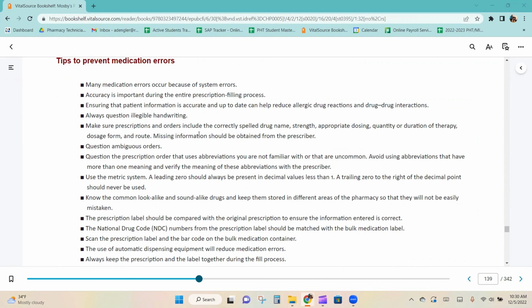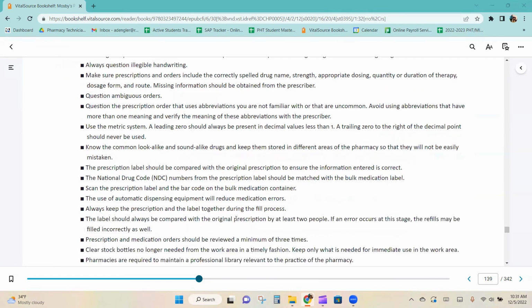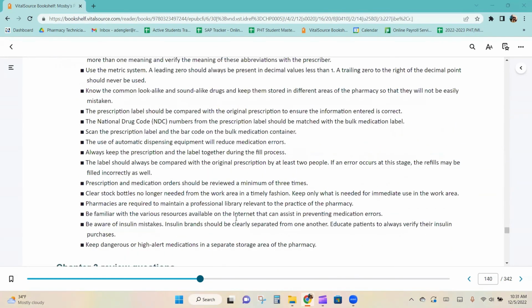Question the prescription order that uses abbreviations you're not familiar with or that are uncommon. Use the metric system. A leading zero should always be present in decimal values less than 1. Know the common look-alike and sound-alike drugs. The prescription label should be compared with the original prescription to ensure the information entered is correct. The use of automated dispensing equipment will reduce med errors. Pharmacies are required to maintain a professional library relevant to the practice of pharmacy and keep dangerous or high alert medications in a separate storage area.